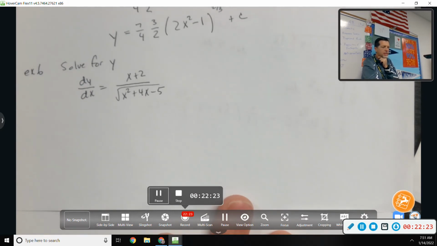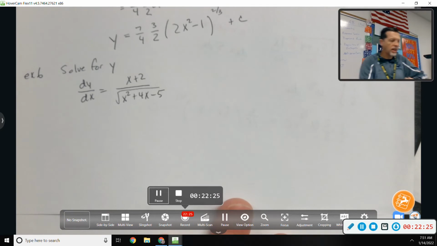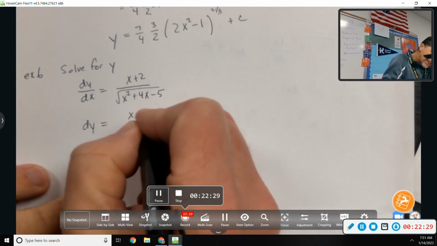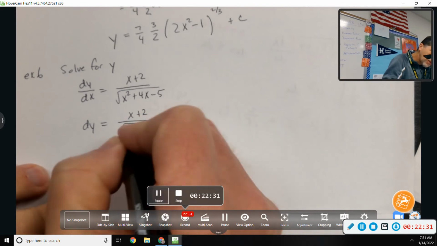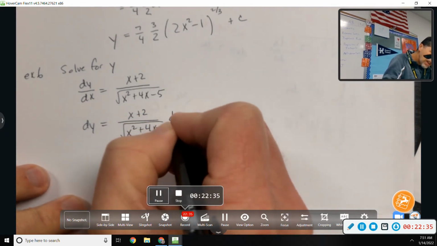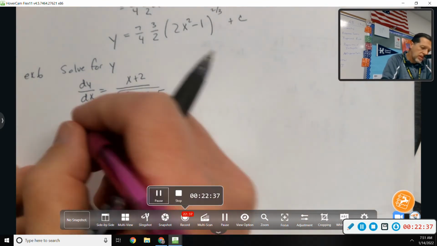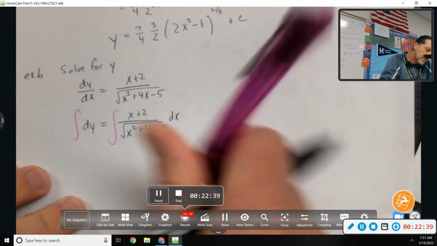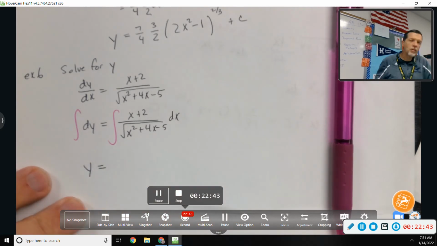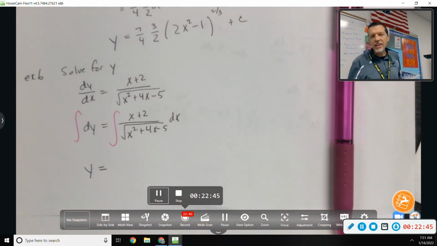So move the dx over. Again, it's not a fraction, but we kind of treat it like one. Integrate both sides. Left-hand side's easy. Just get y. I guess technically there's a plus c, but we know we're just going to hold that to the end and stick the plus c on the x side of things.